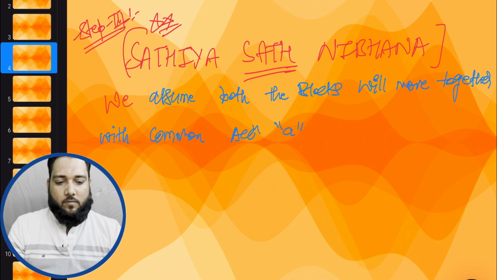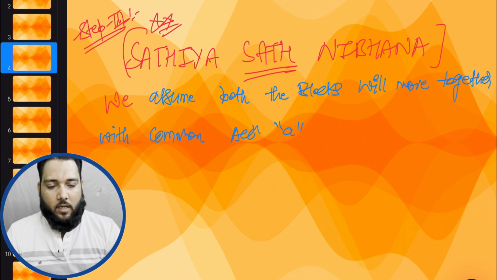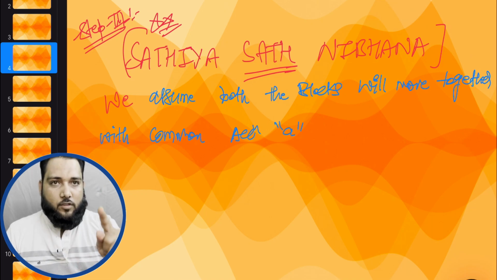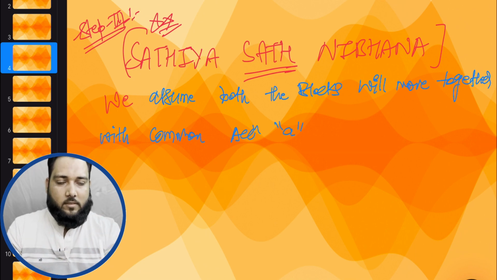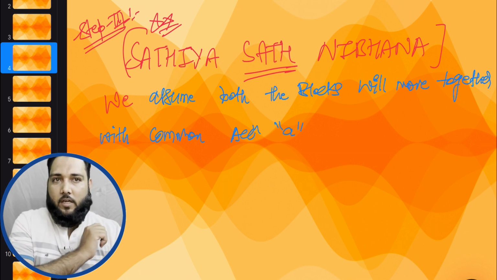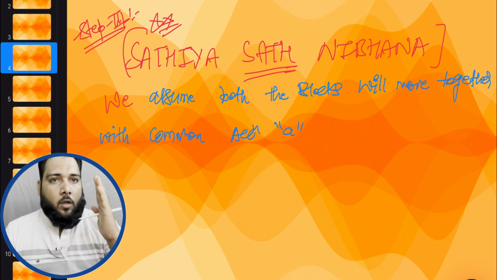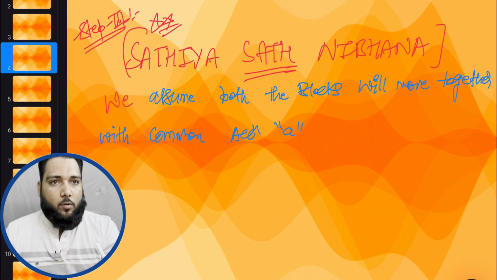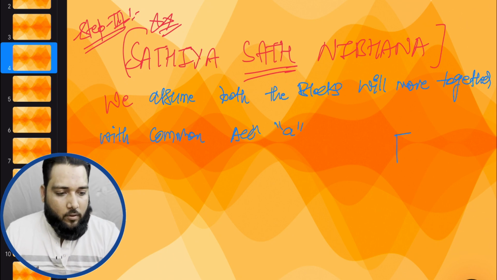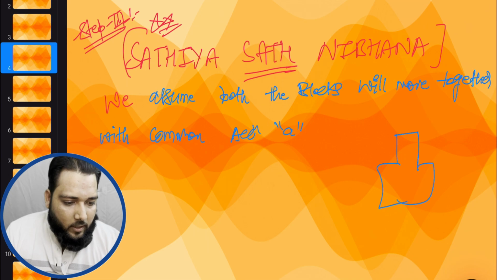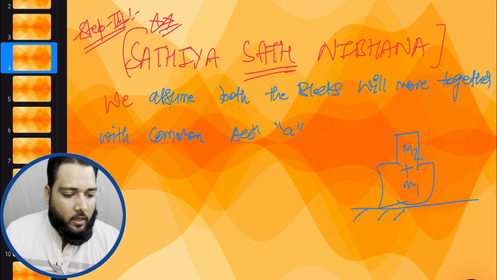In connected bodies, we use this also: we assume all the bodies are in a single system. The same work we will do here in friction also. We will assume the M1 and M2 masses as a single system. This is M2, this is M1. We assume this is a single system. Now, this is F and this is friction.